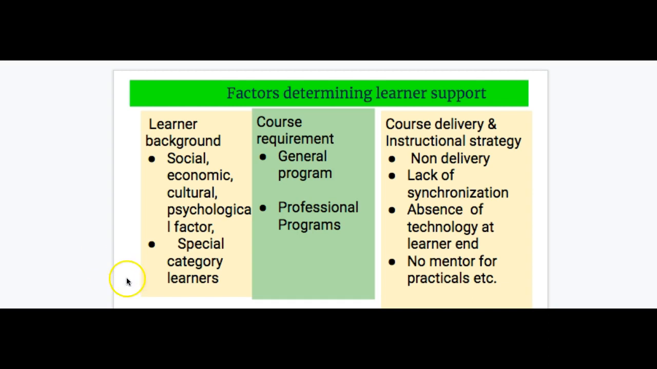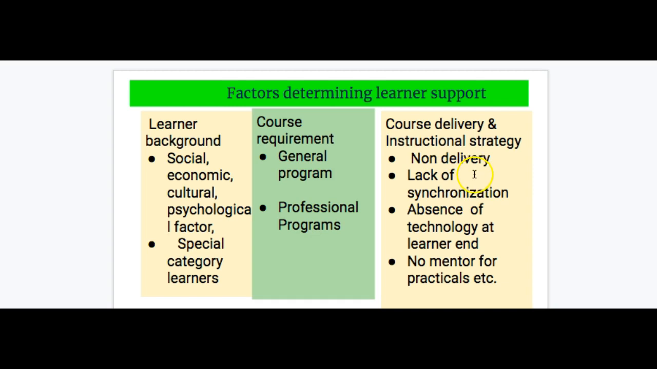Let us come to the factors which determine the learner support. It is the learner's background, their social, economic, cultural, and psychological factors which determine what kind of support is required for them, and what kind of support is required by the special category learners. What kind of requirements are there for general programs, and what kind of requirements are there for the special or professional programs, what kind of skills are needed, and how to conduct skill-based activities at their location is important, which is done either at the program center, at the work center, or at the specialized center for these professional programs. Course delivery and instructional strategy is to be decided by the learner support services.